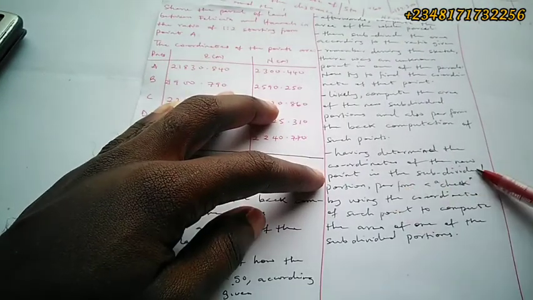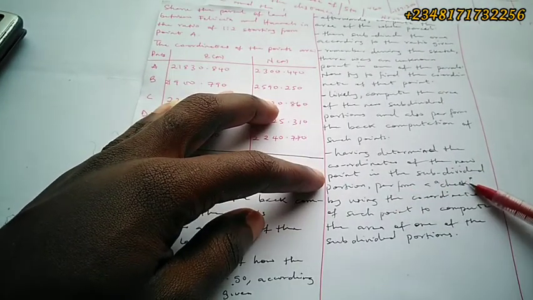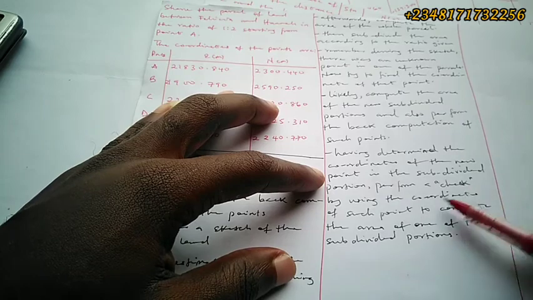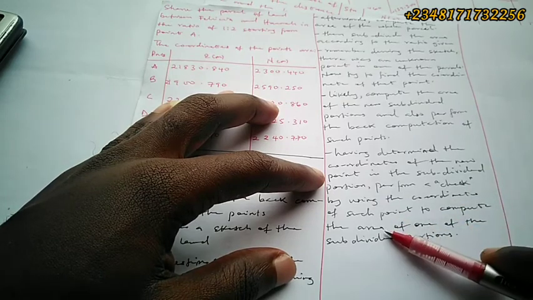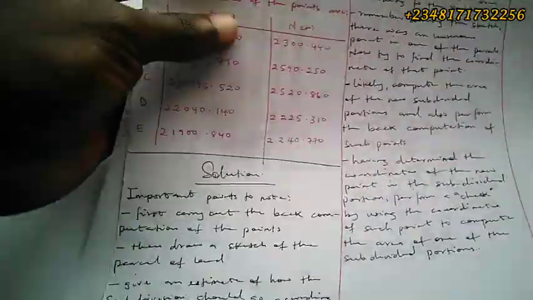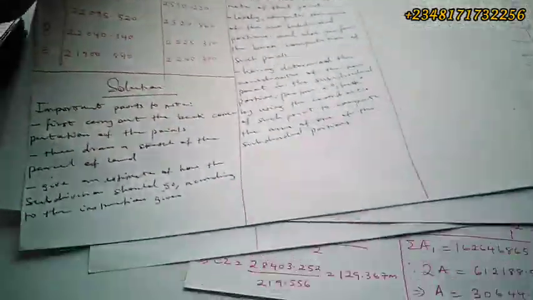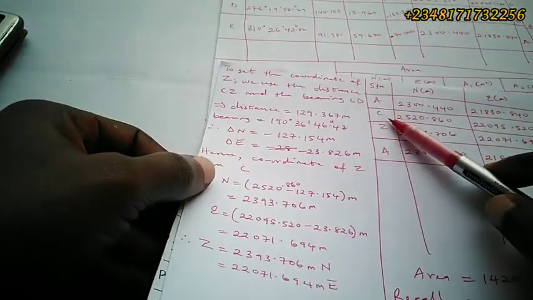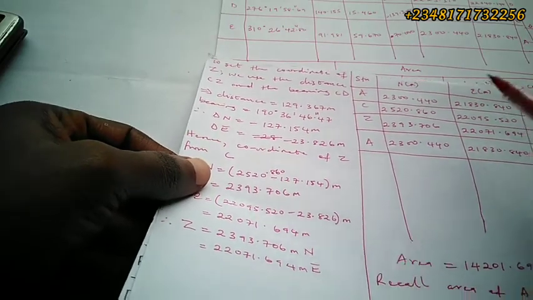So remember that in the notes we gave initially, we said, having determined the coordinate of the new point in the subdivided portion, perform a check using the coordinates of such points to compute the area of one of the subdivided portions. So we now know the coordinate of Z. And remember that there was a point where we needed Z to calculate area, but we didn't use the coordinate method. We used the normal conventional area of a triangle to do that.